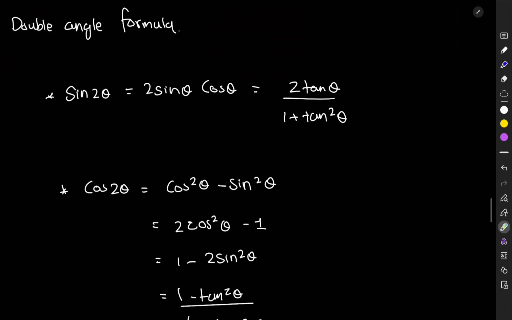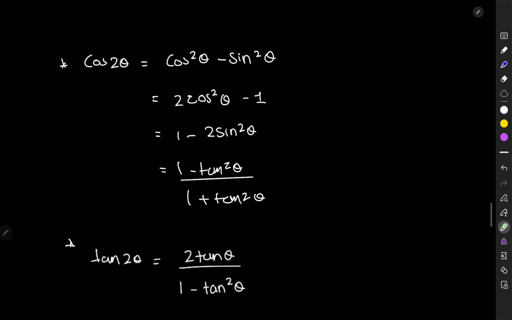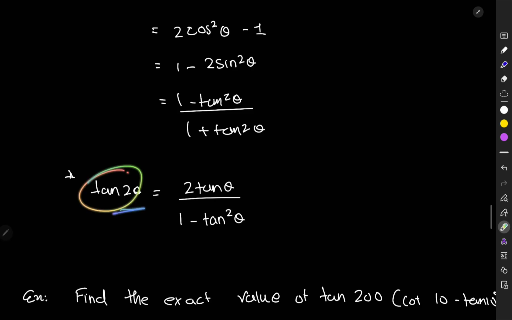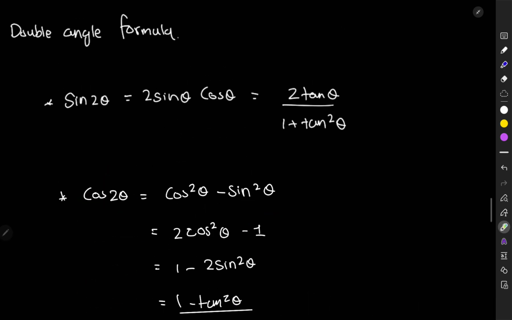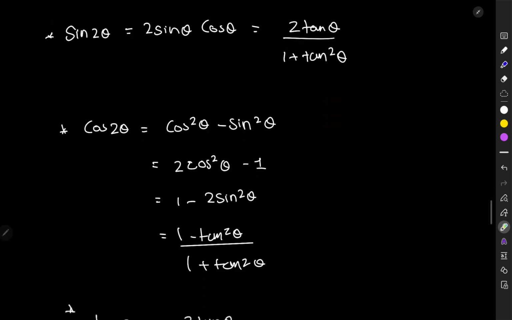Now we need to learn something called double angle formulas. Sin 2 theta is equal to 2 sin theta cos theta, or 2 tan theta by 1 plus tan square theta. Whereas the tan 2 theta formula is 2 tan theta by 1 minus tan square theta. It's 1 plus tan square theta for sin 2 theta, and 1 minus tan square theta for tan 2 theta. That's the difference between these, so be careful.